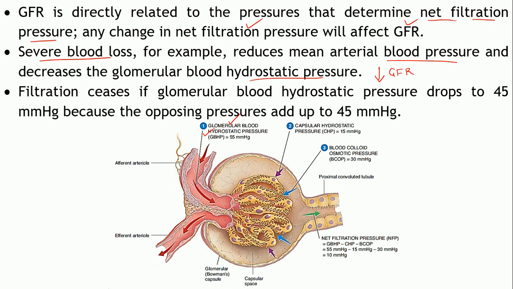Now say for example this pressure drops to 45, what will happen? What we have seen, net filtration pressure, it's 55 minus 45, right? Opposing forces are 45 mmHg. Supposing this pressure becomes 45, then 45 minus 45 is 0 mmHg. If it becomes 0, will the filtration take place? No, it will not take place, because this difference in pressure makes the filtration possible. So the filtration will cease if the blood pressure drops.